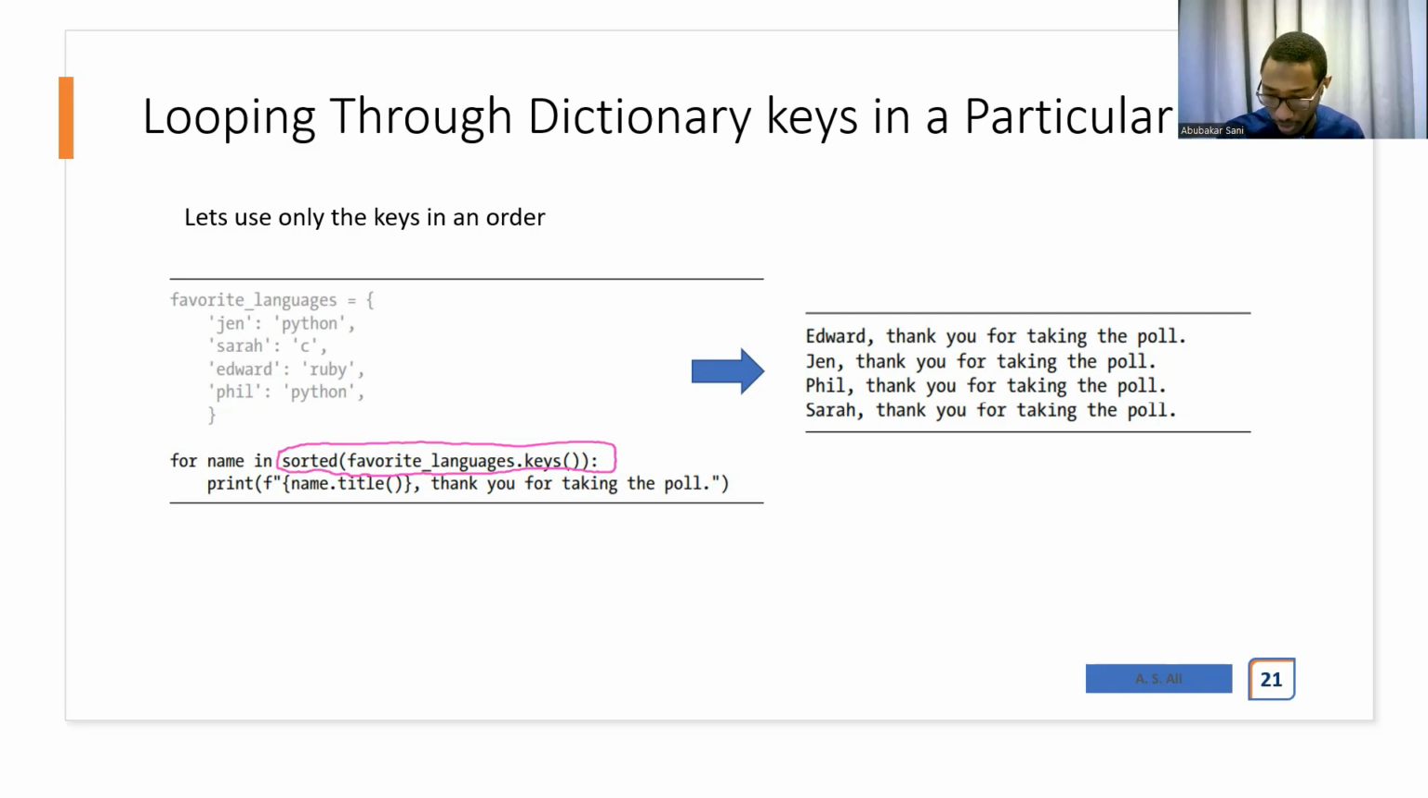So what did we do here? We say for name in sorted favorite languages dot keys, print the name dot title, and we want to write additional information: thank you for taking the poll. So you can see E comes before what? Before J, then you have P before S. Okay, so Edward, Jane, Phil, Sarah.